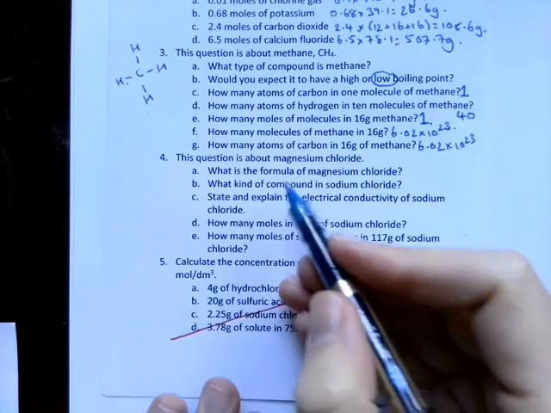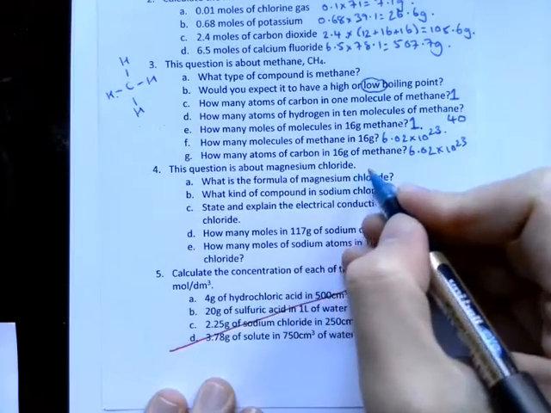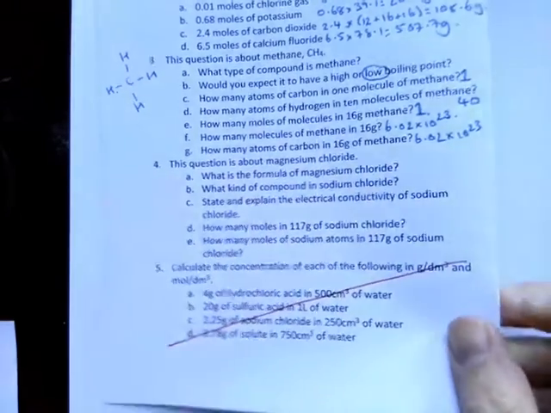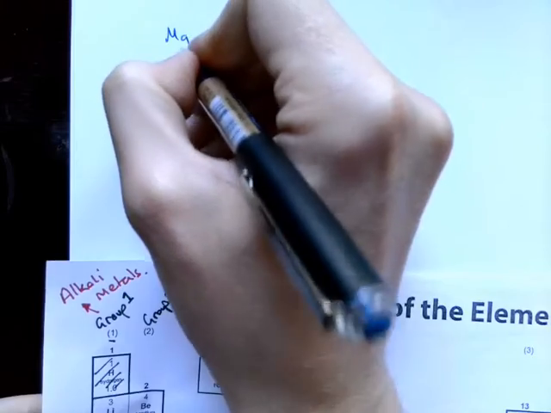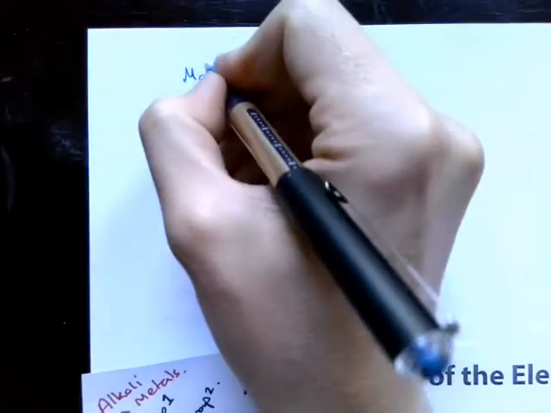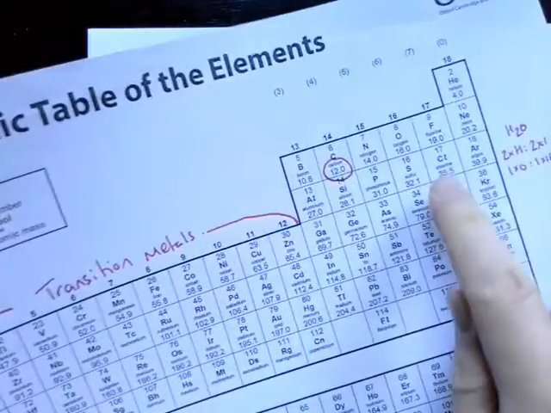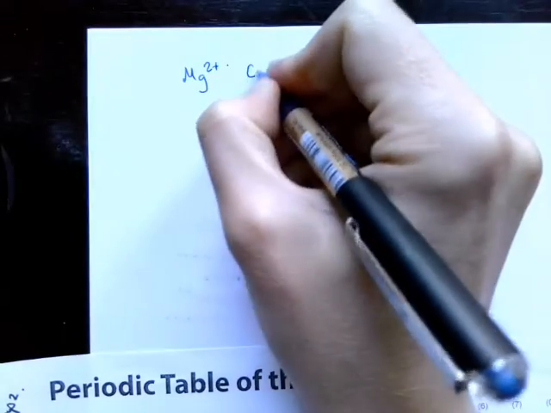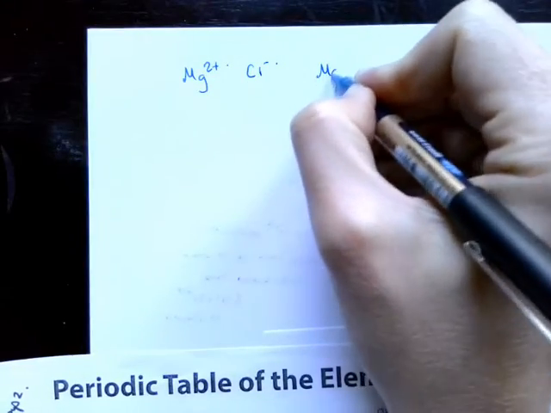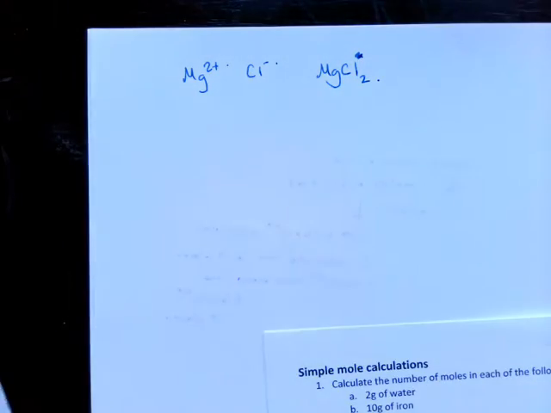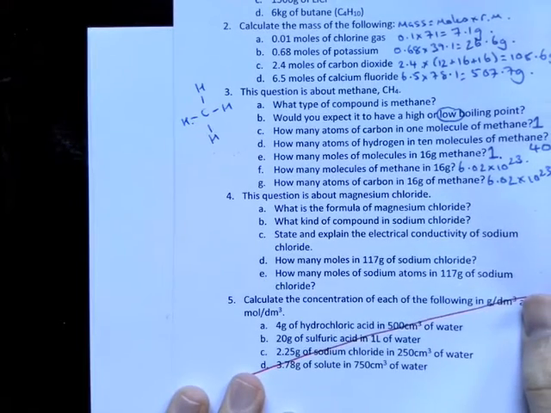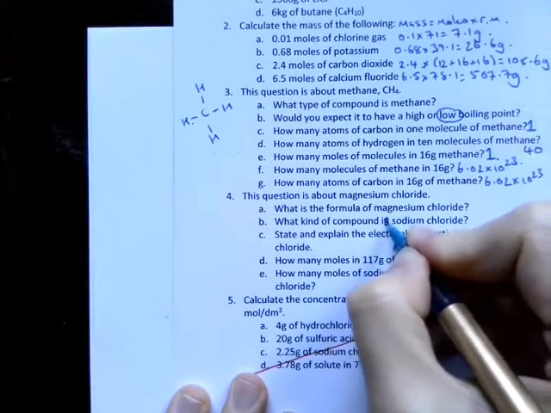And finally, we'll do question number 4. This question is about magnesium chloride. What is the formula of magnesium chloride? Well, magnesium is in group 2, so it's going to be Mg2+. Chlorine is in group 7, so it will be Cl-, so the formula will be MgCl2.